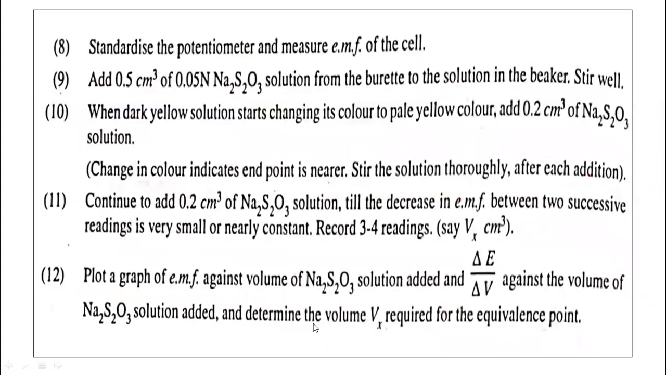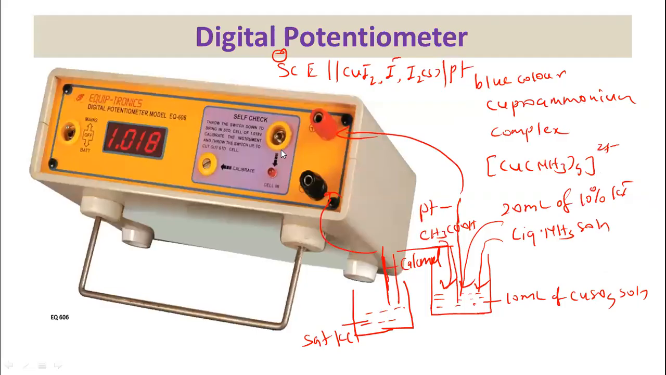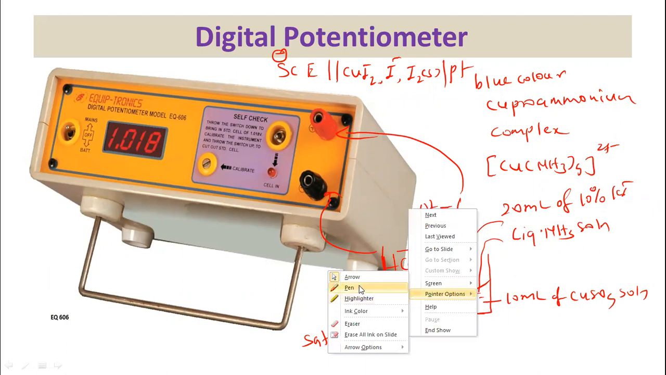Then we are going to add 0.5 ml of 0.05 normal sodium thiosulfate solution from the burette. When the dark yellow solution starts changing its color to pale yellow, at that time we have to add 0.2 cm cube of the sodium thiosulfate solution. See here, I would like to show this. Take the burette here, and that burette is near to the beaker which contains copper sulfate solution.